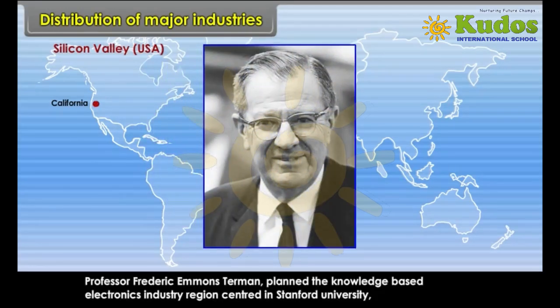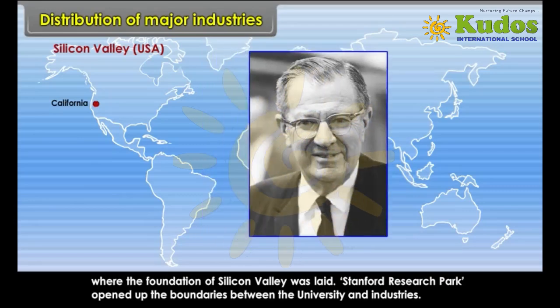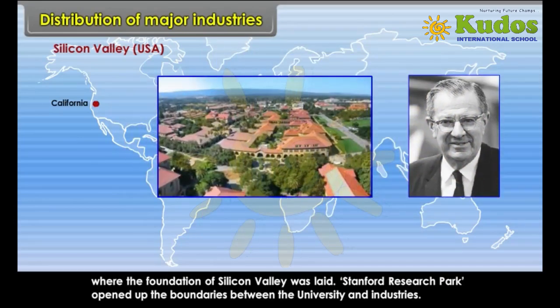Professor Frederick Emmons Terman planned the knowledge-based electronics industry region centered in Stanford University, where the foundation of Silicon Valley was laid. Stanford Research Park opened up the boundaries between the university and industries.